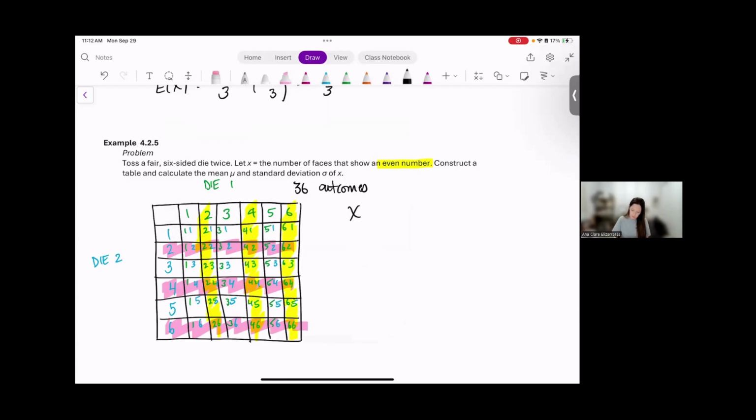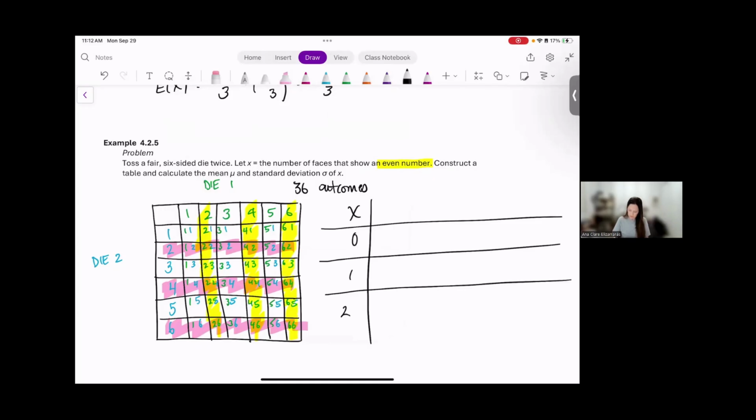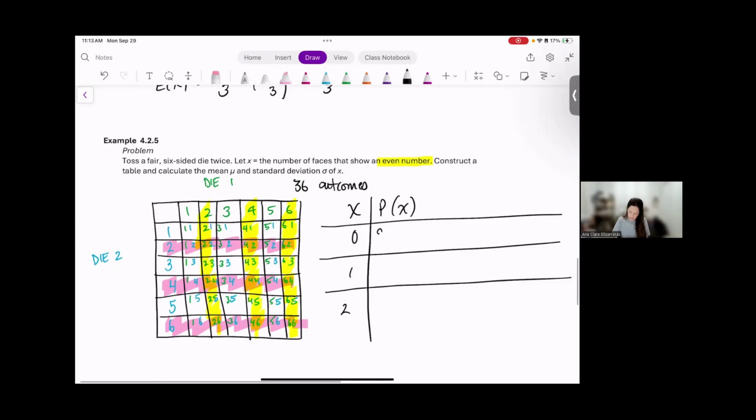So in my probability distribution, I have 0 faces, 1 face, or 2 faces. All of the ones that don't have any highlighting are my 0. So let's count those. 1, 2, 3, 4, 5, 6, 7, 8, 9. So that is 9 out of 36, which if you divide is 1/4 or 0.25.